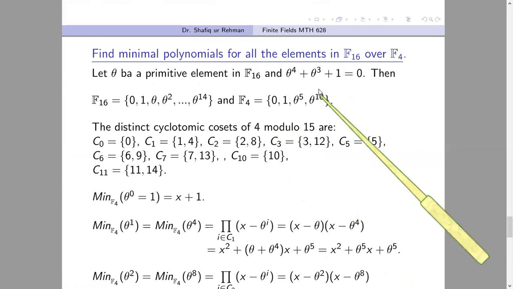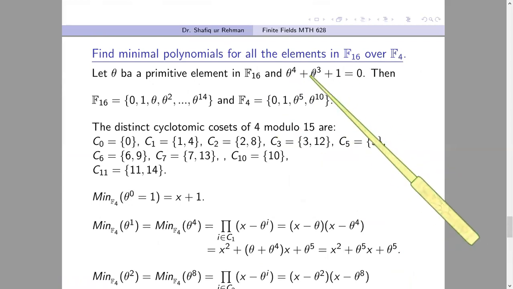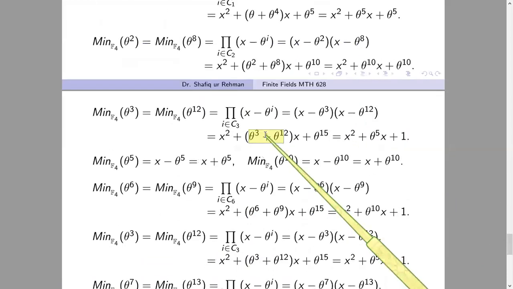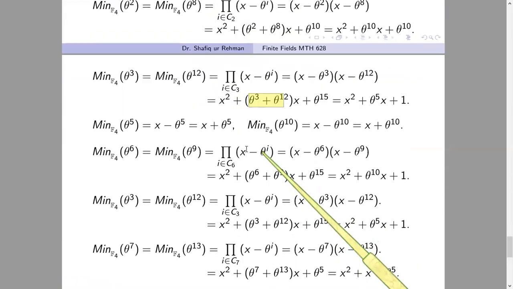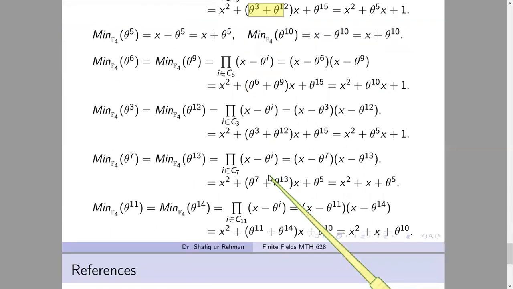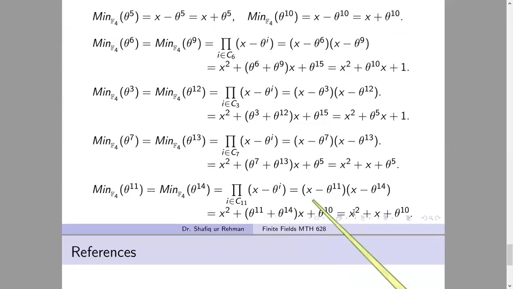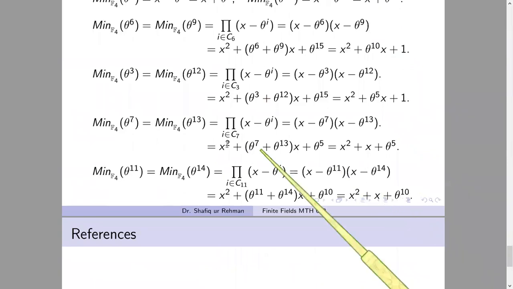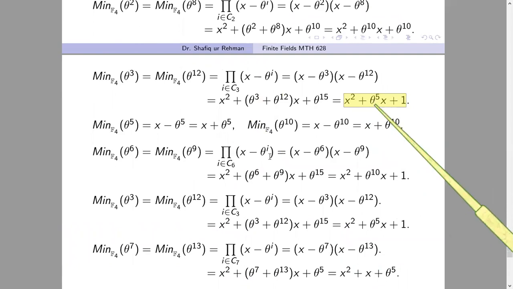And from this relation, we get that theta 3 plus theta 4 is 1, and theta 4 is 1 plus theta 3, is 1 plus theta 4, and so on. So you have to find some time and energy to perform these calculations, and in this way we will get all the minimal polynomials. And notice that all the polynomials now have coefficients in F4. You can see theta 10 is in F4. In the first we get this polynomial, all the coefficients in F4.